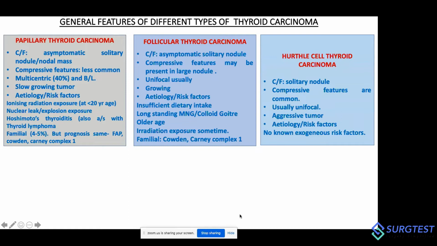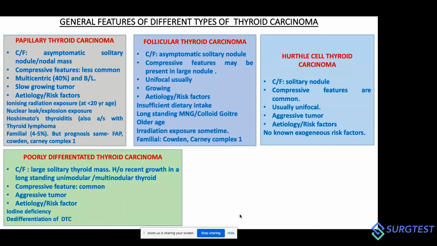Hurthle cell thyroid carcinoma again presents as a follicular thyroid nodule. Compressive features are common here also. It is usually unifocal, an aggressive tumor. Risk factor: there is no known exogenous risk factor for Hurthle cell thyroid carcinoma. This has also been asked sometime. There are no known factors.